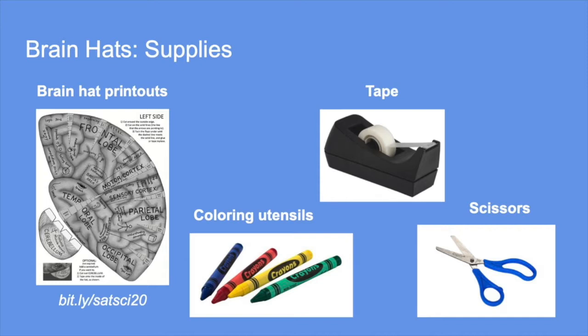If you picked up one of our kits a few weeks ago, then you already have most of your supplies. If not, you need printouts of the brain hat, which you can find on our website at bit.ly/satsci20, coloring utensils like crayons or colored pencils, tape, and scissors. Just be sure to get an adult to help you. But first, a little bit of background.